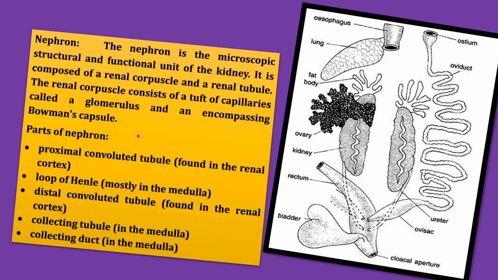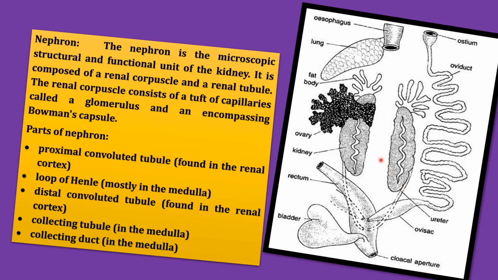Parts of the nephron. First one is the proximal convoluted tubule, found in the renal cortex. Second one is the loop of Henle, mostly in the medulla portion. Third one is the distal convoluted tubule, found in the renal cortex. Fourth one is the collecting tubule in the medulla, and the fifth one is the collecting duct in the medulla. So there are five parts of the nephron.